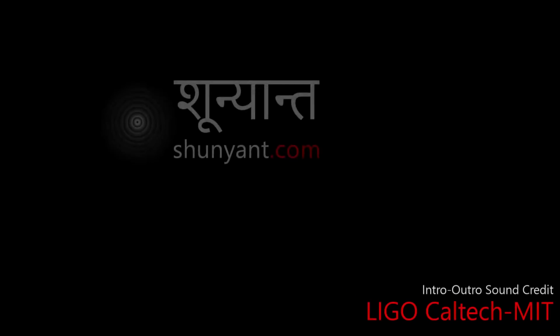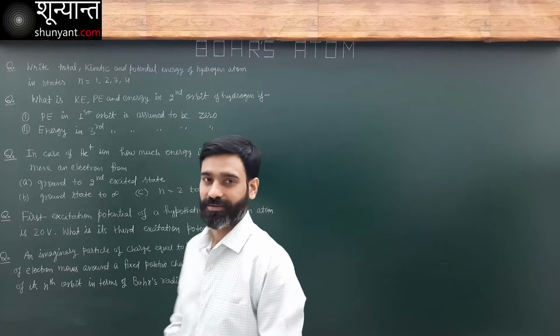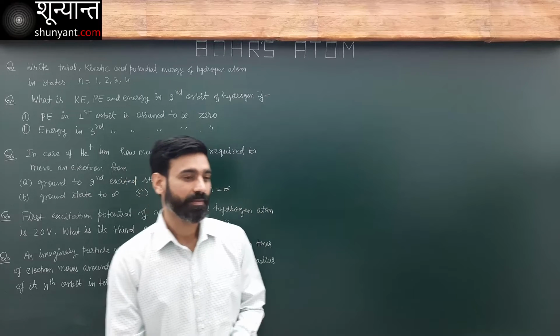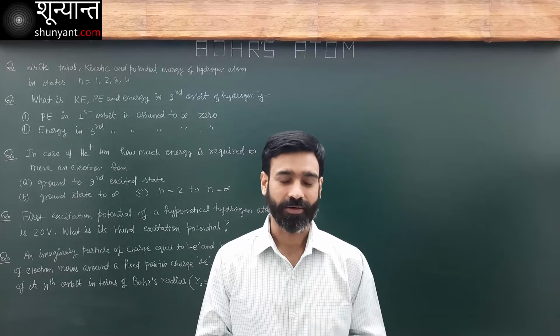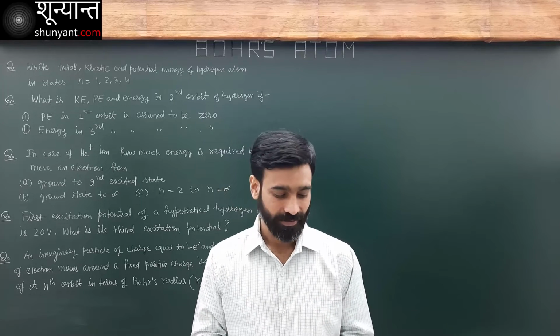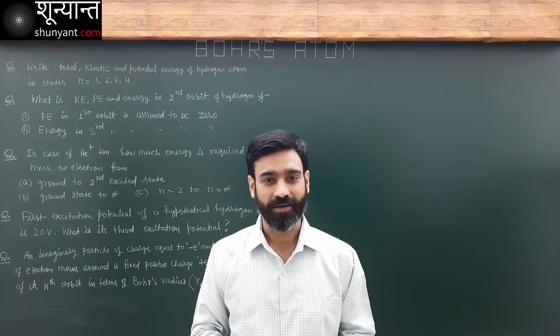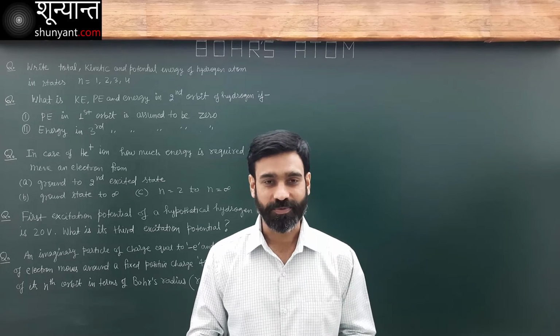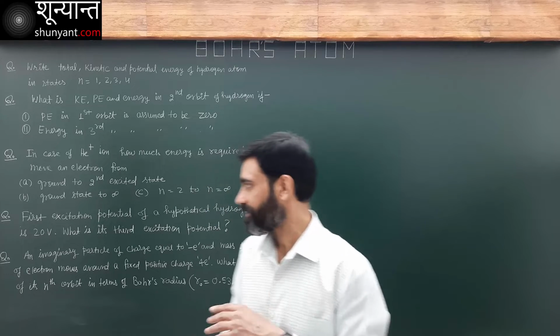Last class we derived some very important relations using Bohr's theory. We derived a relation for radius, speed and energy. Then we are going to solve a few problems here.